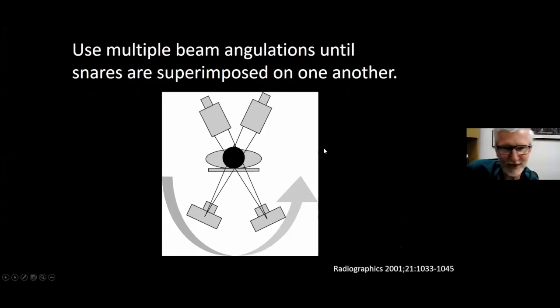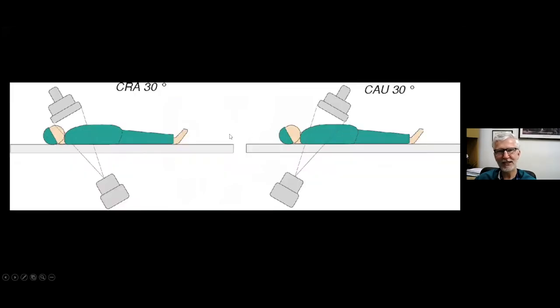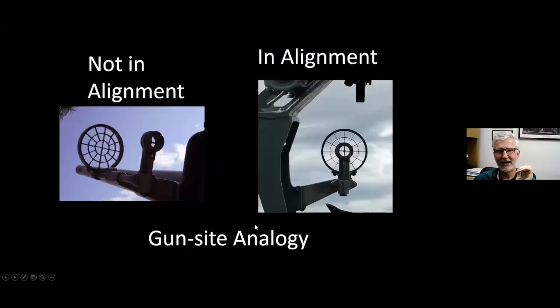When you have those two snares in the portal vein and the hepatic vein, what you're going to do is rotate your image intensifier in all different obliquities, in RAO, LAO, AP, craniocaudal, caudocranial, and your goal is to line up, to superimpose those two snares one on another.